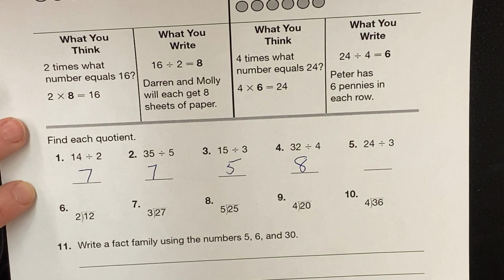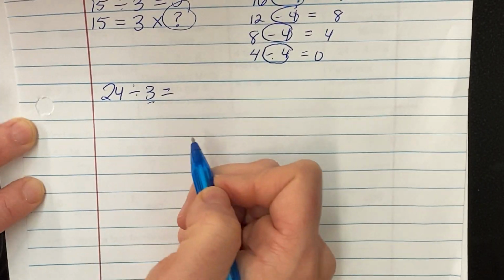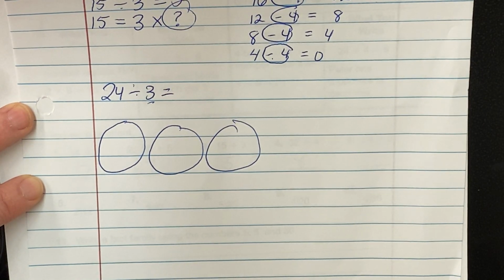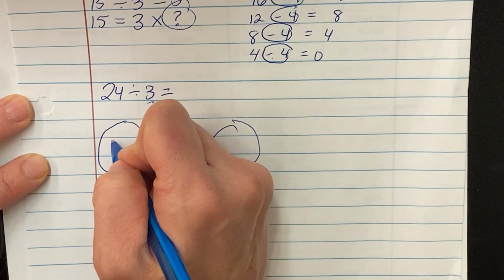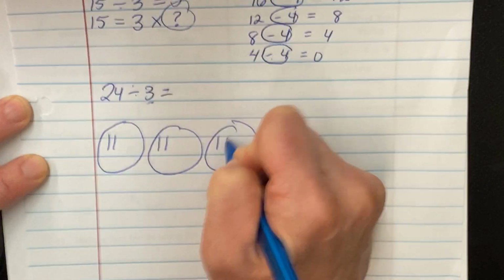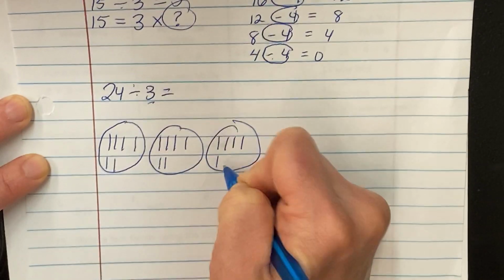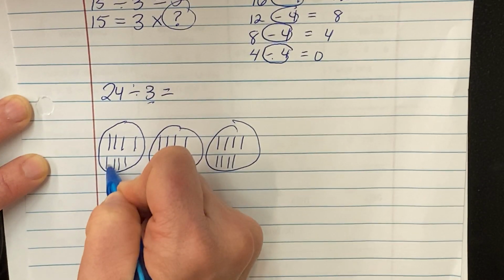Okay. Number 5, 24 divided by 3. Let's do equal groups for this one. 24 divided by 3. 3 is going to be my number of groups. 1, 2, 3. Remember that I told you a couple videos back that it is probably best to do tick marks when you're doing this and not dots because the dots can get lost fairly easily. So I'm going to divide 24 until I run out of 24. 1, 2, 3, 4, 5, 6, 7, 8, 9, 10, 11, 12, 13, 14, 15, 16, 17, 18, 19, 20, 21, 22, 23, 24. 1, 2, 3, 4, 5, 6, 7, 8.